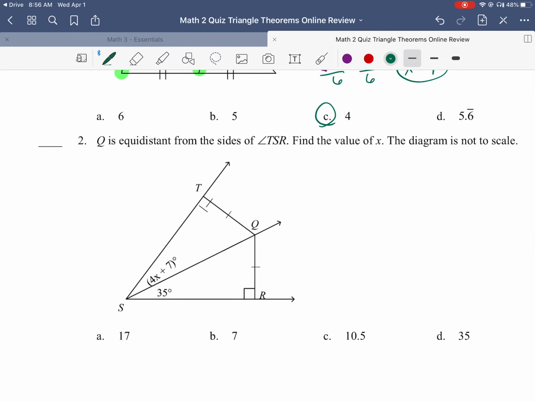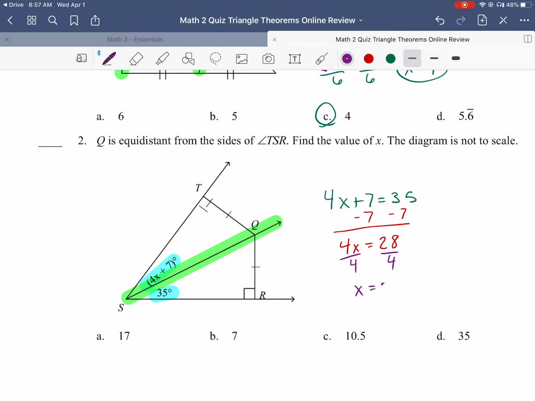All right. Question 2 says Q is equidistant from the sides of angle TSR. Find the value of x. So in other words, this line SQ is an angle bisector. In angle bisectors, the two angles are going to be congruent to each other. Congruent means we can set them equal to each other. Subtract 7, divide by 4, x equals 7.